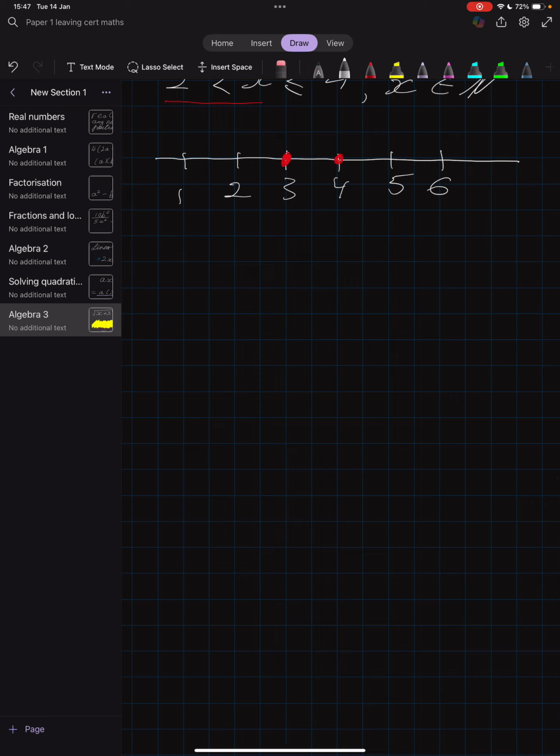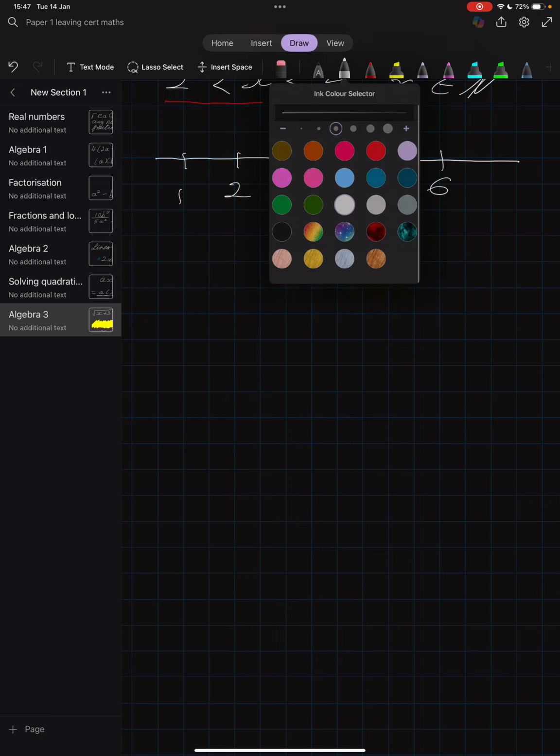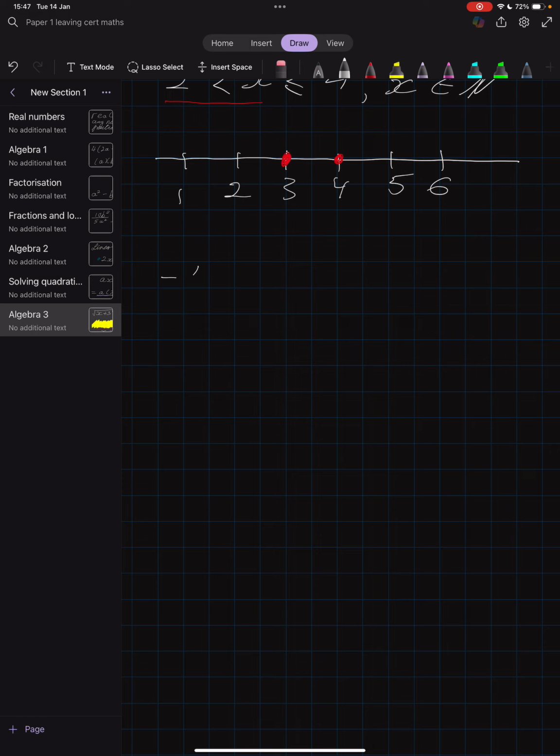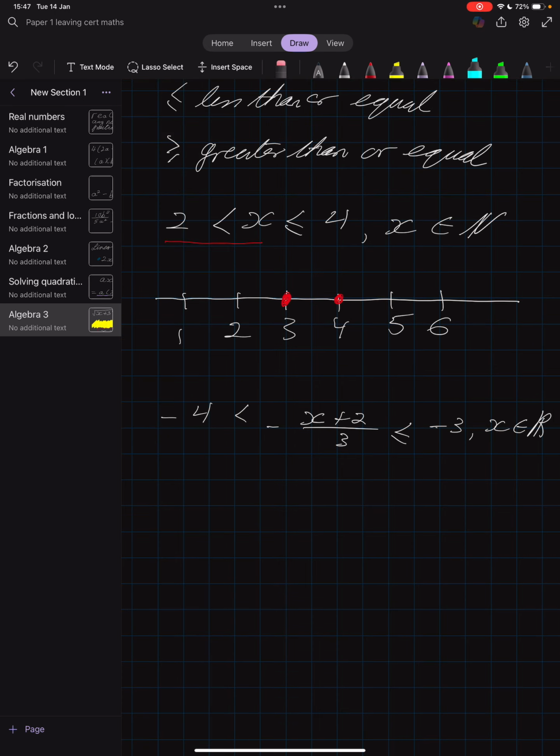It could be something like minus 4 is less than minus x plus 2 over 3 is less than or equal to minus 3, and x is an element of the reals. So real numbers are all numbers, okay? So, first of all, you want something that looks like this.